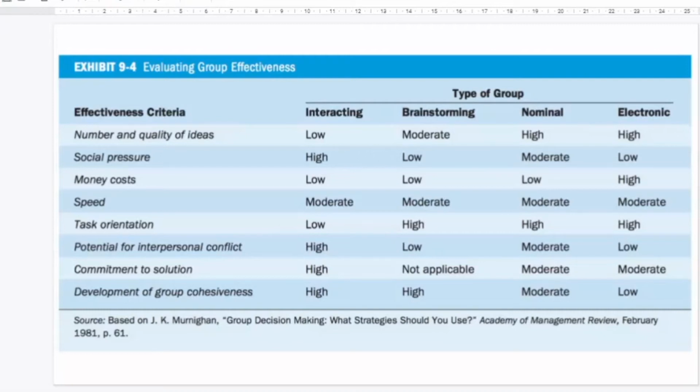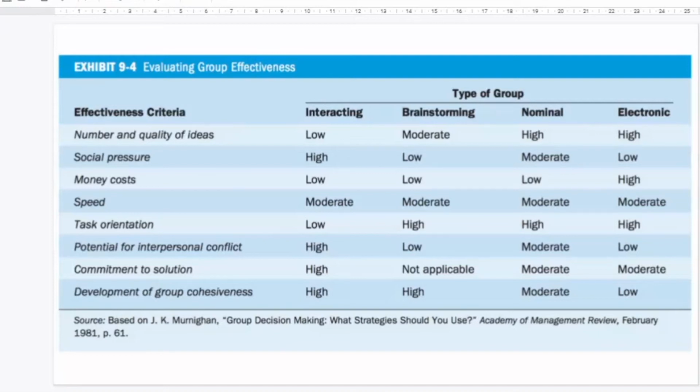Potential for conflict, you could think about interacting groups. They got to interact with one another, high. Brainstorming groups, well, they're just throwing out ideas. The idea behind brainstorming is you're not questioning the decision, you're just throwing out ideas. So relatively low, nominal is moderate and electronic is low.